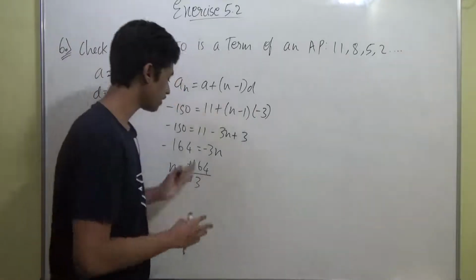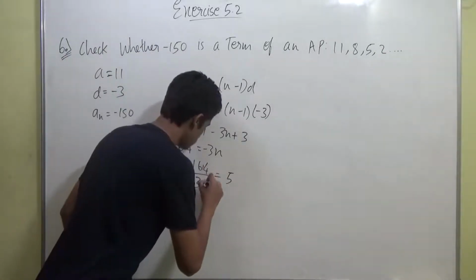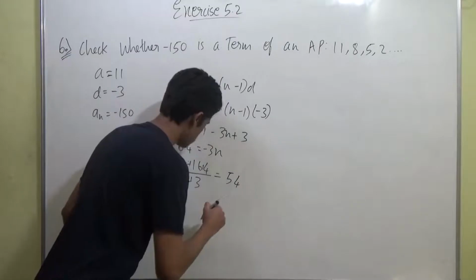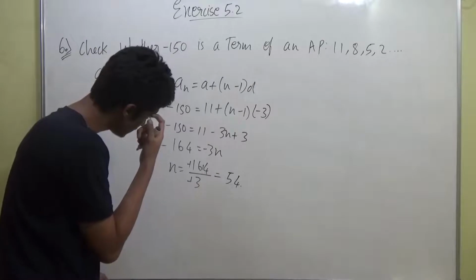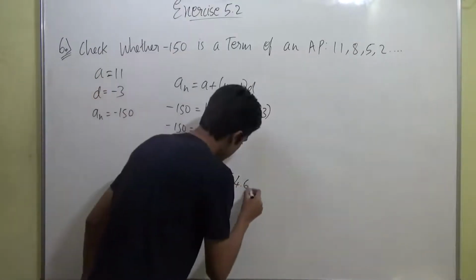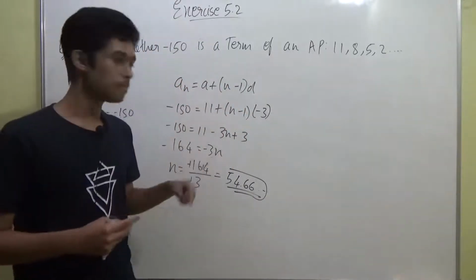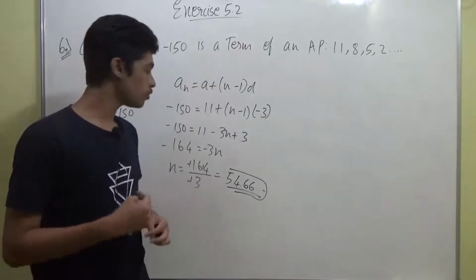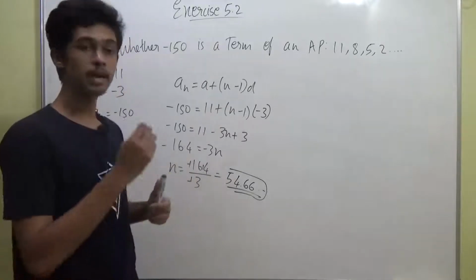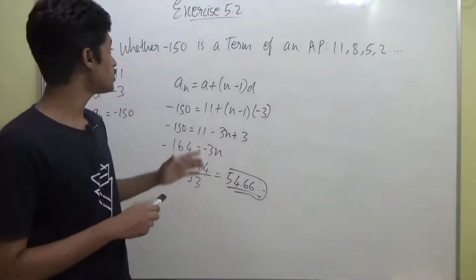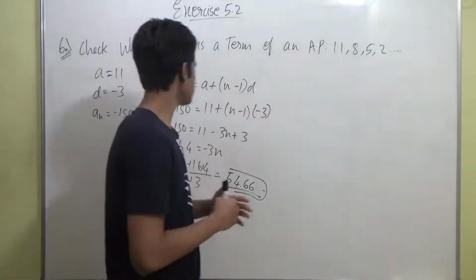You won't get a natural number, you will get a fraction. You will get something like 54.66, something like that. Getting it, guys? You're getting a fraction. Can any term in an AP be like 54.66th term? No, right? You can't say that. So only this n which you get should be a natural number. It's not a natural number in this case, which means minus 150 is not a term of that AP. Getting it, guys? So that's your solution.